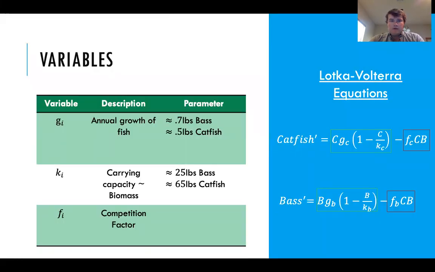So here are the variables and their descriptions, and the parameters, essentially what they mean. What we do not know is the competition factor. On the right-hand side are the Lotka-Volterra equations, where the green represents logistic growth and the red is our competition factor that negatively affects the growth of the fish.